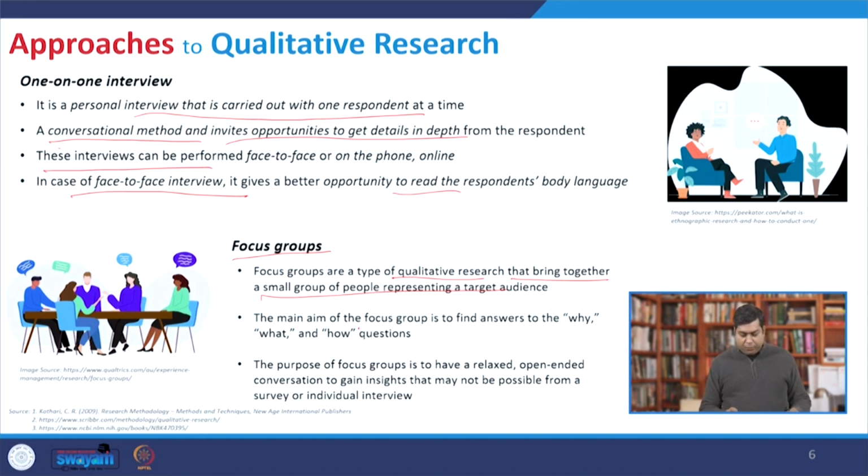The main aim of the focus group is to find the answer why something is happening, what, and then how. So these are the common questions in qualitative research, and they come again and again. The purpose of a focus group is to have a relaxed, open-ended conversation to gain insight that may not be possible from a survey or an individual one. So in a focus group discussion, normally there will be a moderator, or the researcher can also take the same role, and discuss different issues and take the opinion of different people.